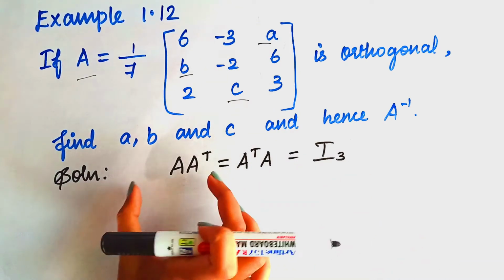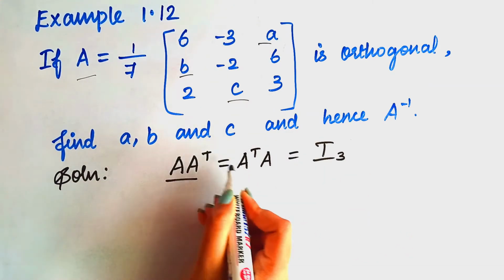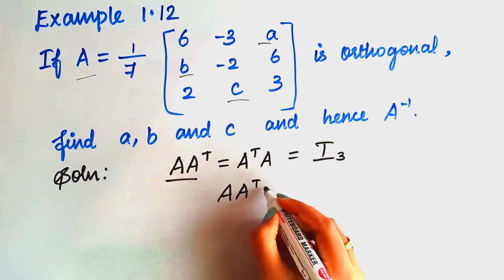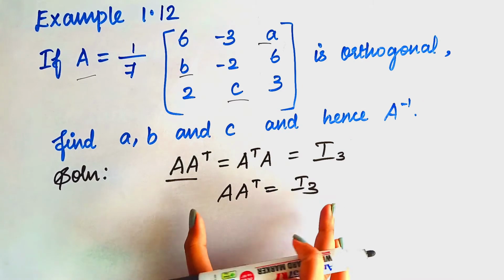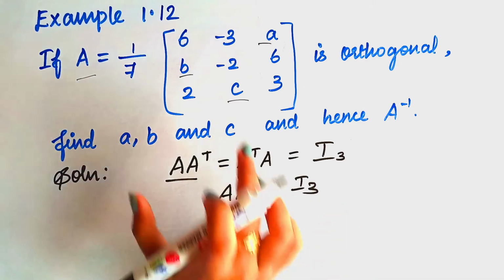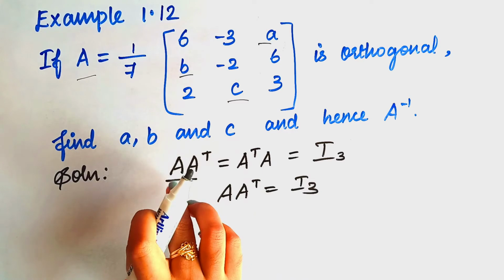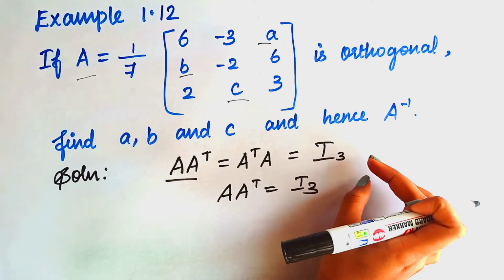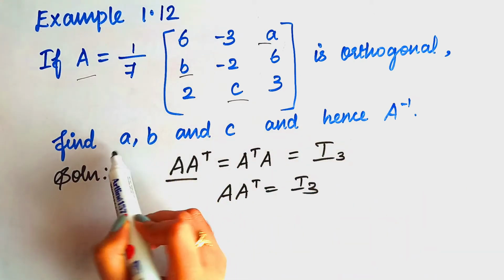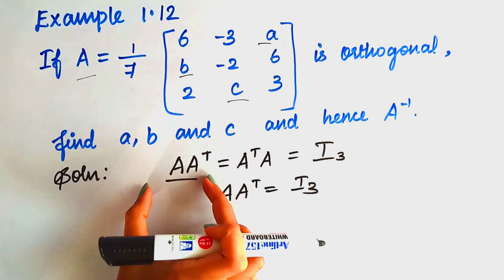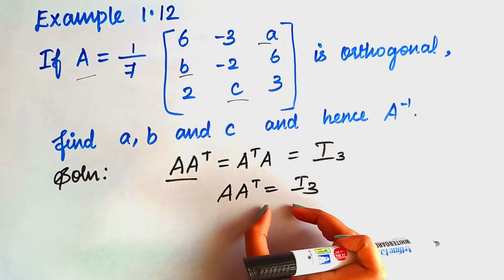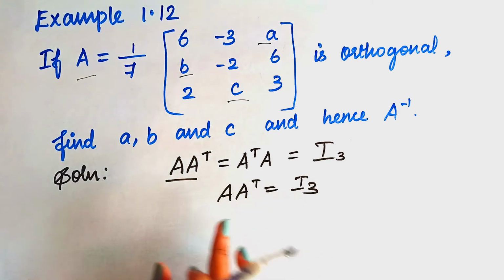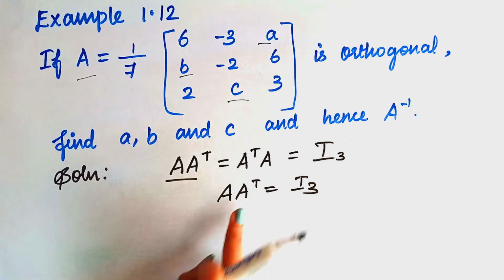Now we have to find the value of A, B and C, right? So I'm choosing any one of these first. I'm choosing A into A transpose equal to I3. We are not going to prove that A into A transpose equals A transpose into A here, but we have to find the value of A, B and C, right? That is why I'm taking only one term, A into A transpose is equal to I3. Okay, so now first let's find the value of A transpose.